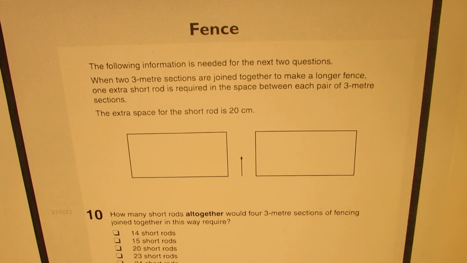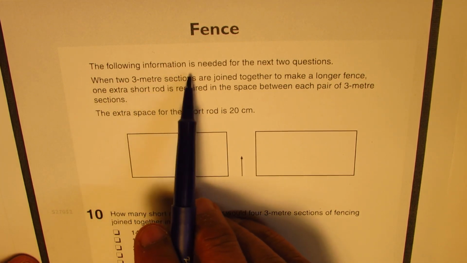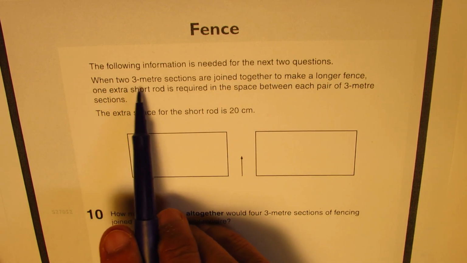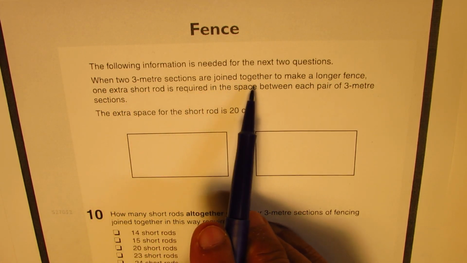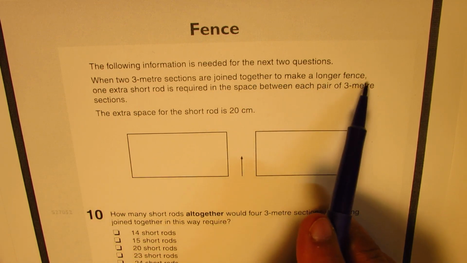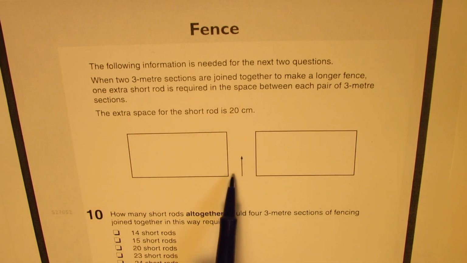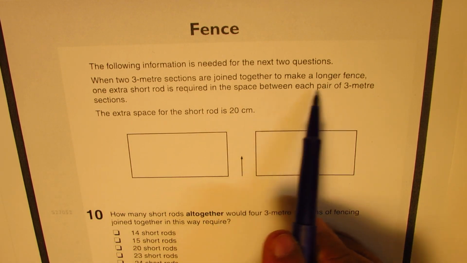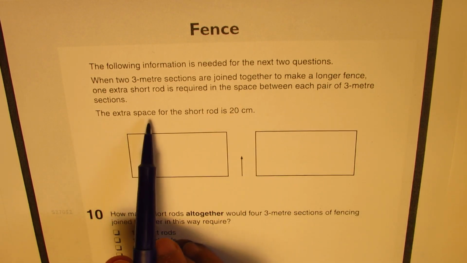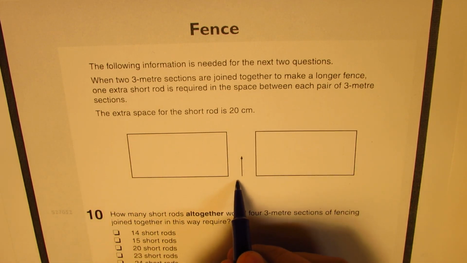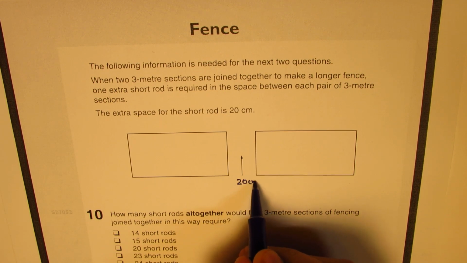Now the question here is, the following information is needed for the next two questions. When two 3-meter sections are joined together to make a longer fence, one extra short rod is required in the space between them. The extra space for the short rod is 20 centimeters. So we are given that this is 20 centimeters.